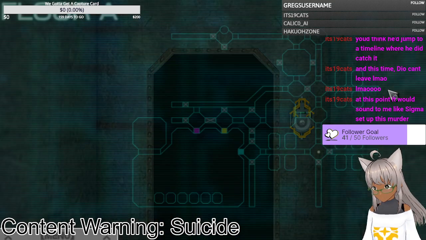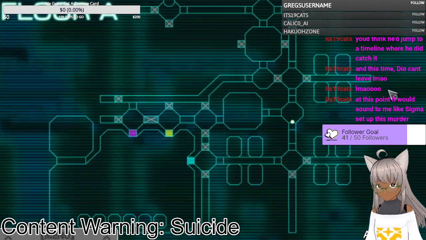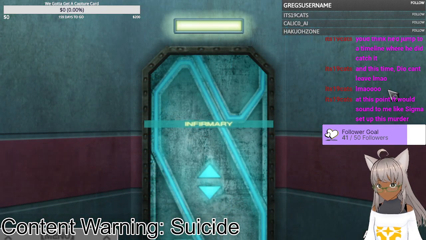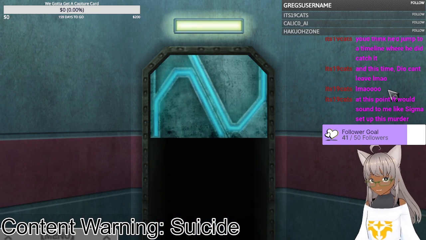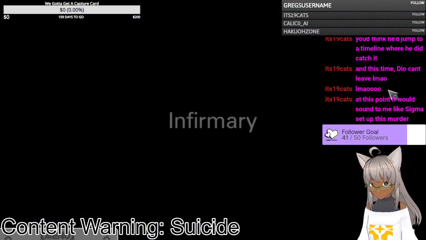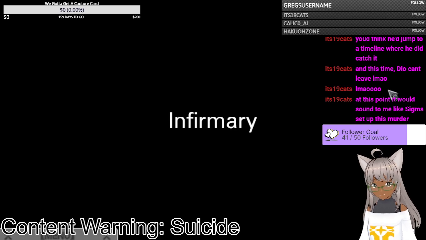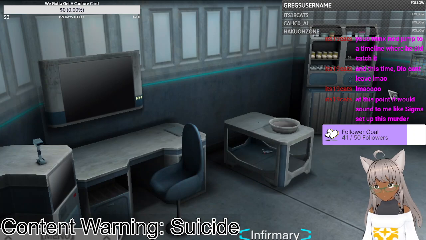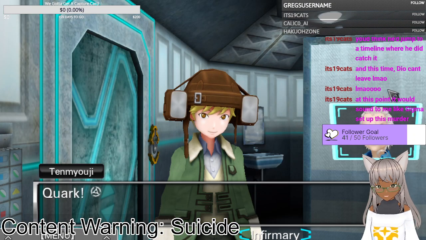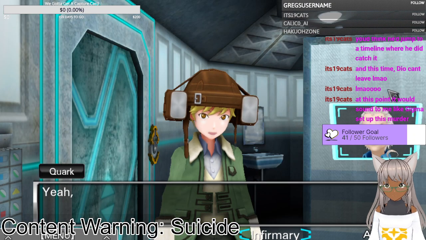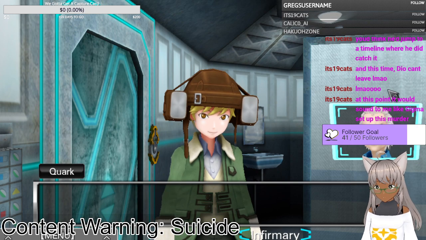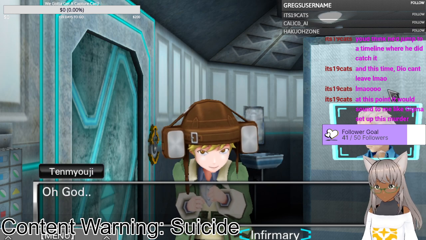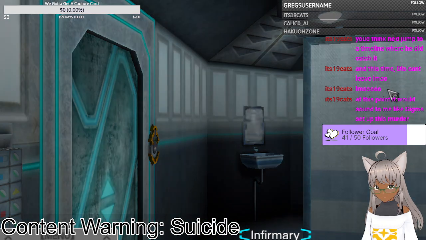God. Something terrible's about to happen, right? Quark's not gonna be here. Quark's not gonna be in this room, is he? He's gonna be gone. You're awake! Yeah, I just woke up. Hey, where's everybody else? Oh God. Quark.